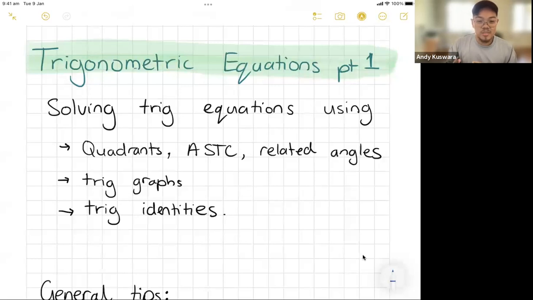And generally, you will need to know things like your quadrants, all stations to central, related angles, the acute related angles in particular. Things like your trig graphs and your trig identities, all this stuff you'll kind of need to know. And they help you to solve these equations. That's why we did all this stuff before.